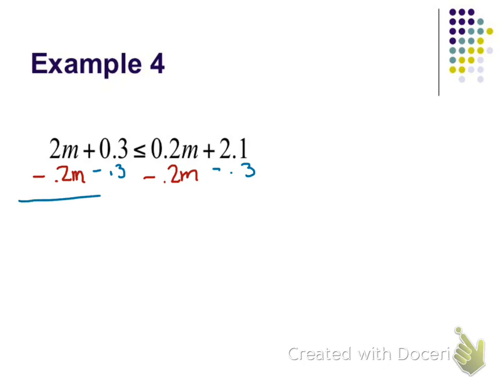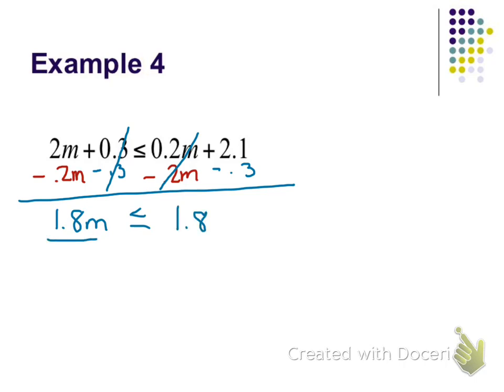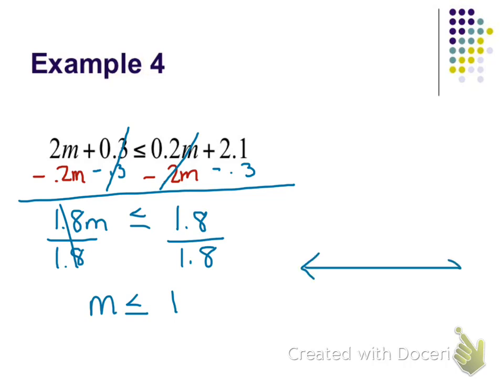Okay. So 2 minus 2/10 will be 1 8/10 of m, less than or equal to 2.1 minus the 0.3 is 1.8. So since I'm dividing by the exact same thing on both sides, m is less than or equal to a positive 1. I could graph that, which on your homework you will be graphing. So it's going to be a closed circle, and it will point to the left.